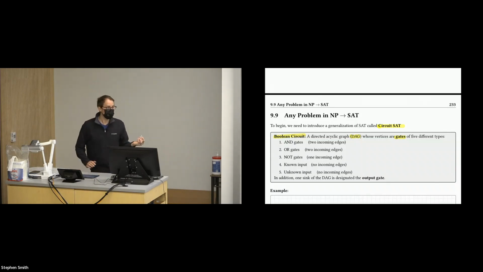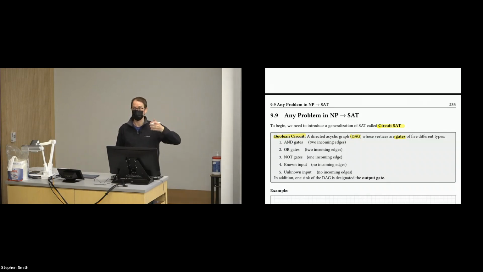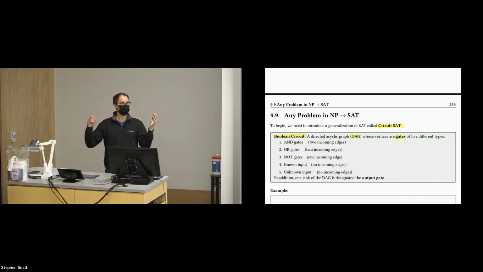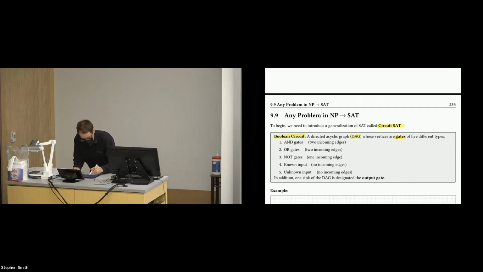And there's an output, which is a sink. It has no outgoing edges in the DAG. It's our output, and we want the output to be true. So basically, the circuit SAT problem is, can I make an assignment of true or false to the unknown inputs such that the output of this circuit is true? So we've got all those gates, and you have the output gate, and our unknown inputs are vertices with question marks in them.